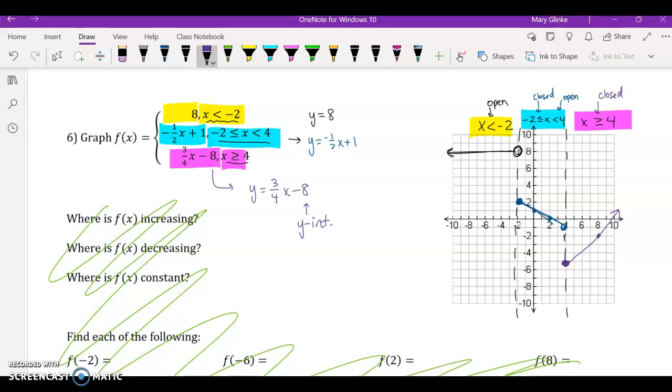So this is the graph of what this piecewise function would look like. You have three different lines, and you have one part of each line all put together on the same graph grid. So hopefully this helped with graphing piecewise functions. Let me know if you do have any questions though. Thank you.